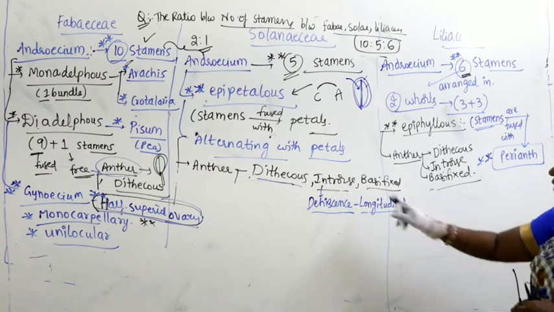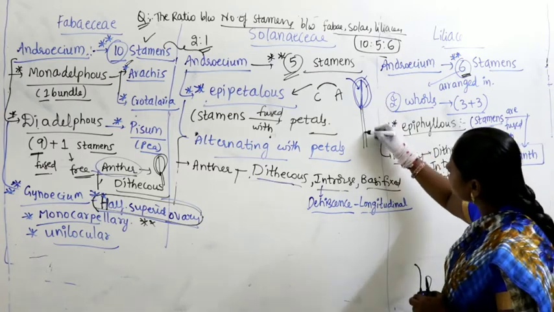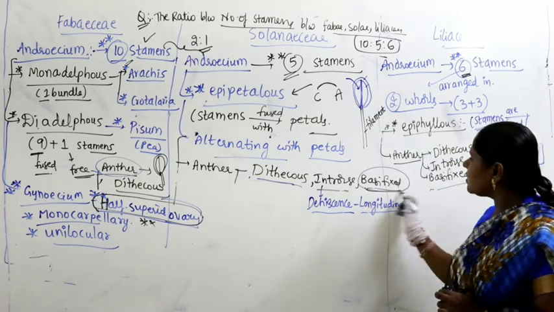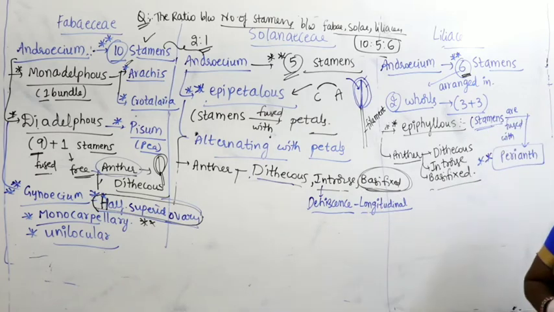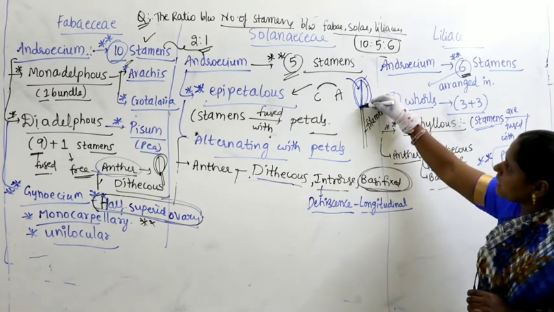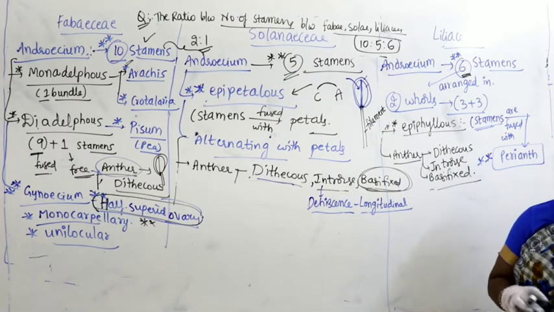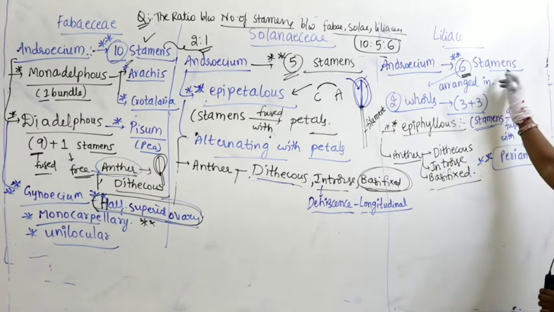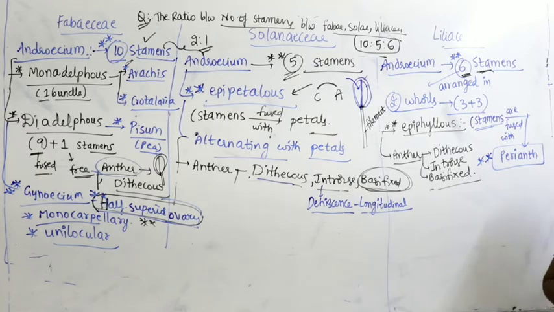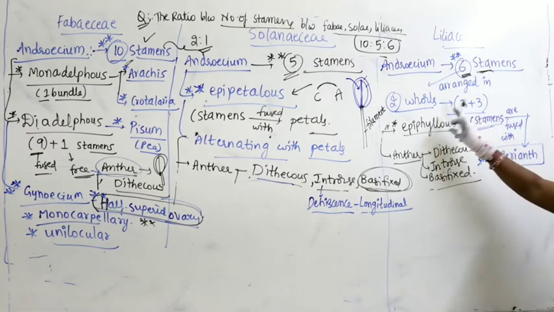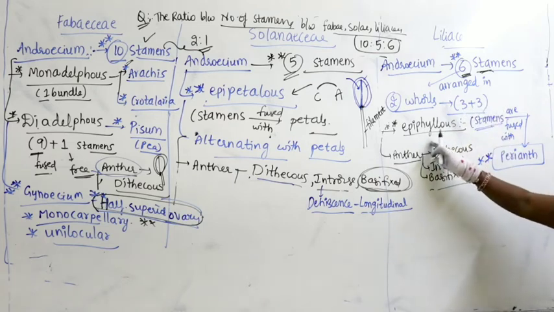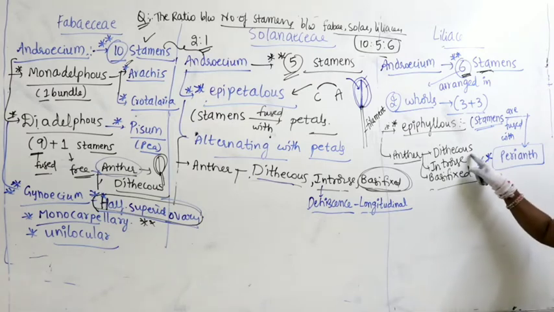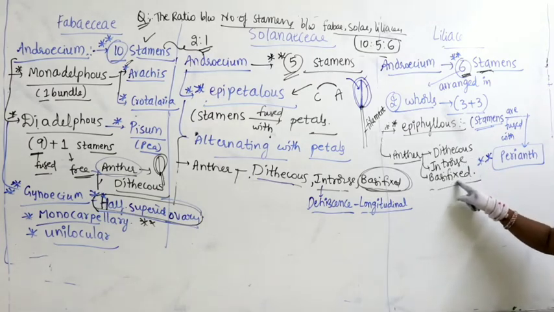Basifixed. What is the meaning of basifixed? Here the filament is fixed at the base of the anther. That is why we call this basifixed. Similarly, coming to Liliaceae, in the androecium we also have 6 stamens, like the perianth. The perianth also has 6 members arranged in 2 whorls, 3+3 arrangement. Epiphyllous means stamens are fused with the perianth, and here dithecous, same condition, introrse, basifixed.